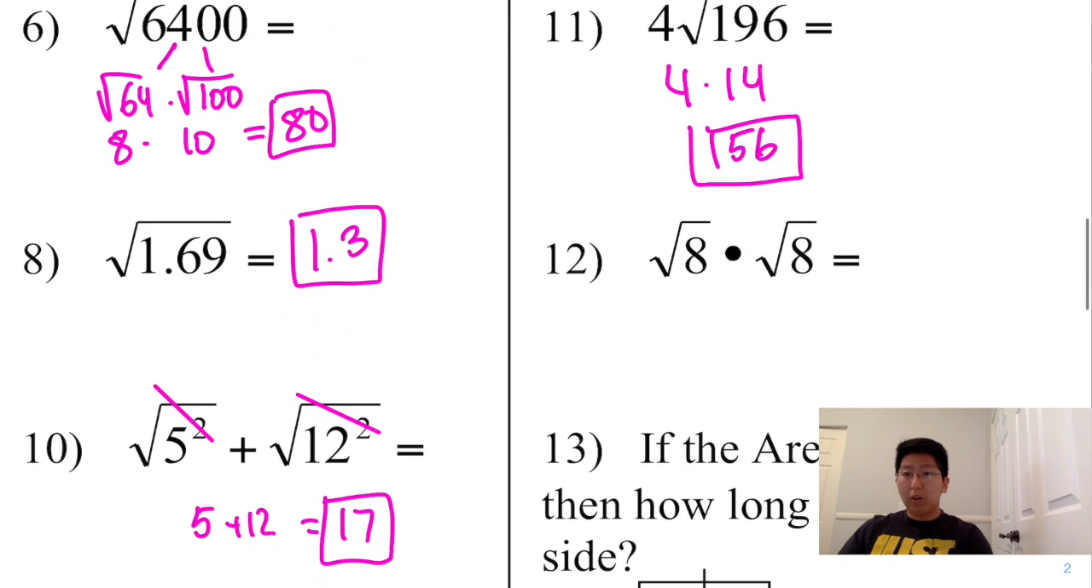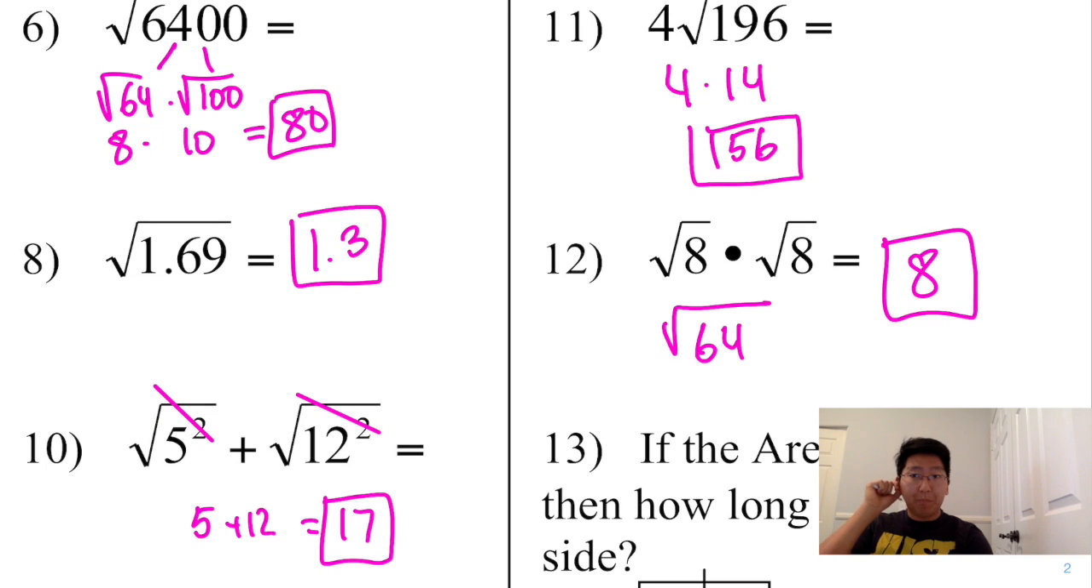Right here, the square root of 8 times the square root of 8. You can multiply 8 times 8, which is 64. And now we know that this is 8 squared. So this is 8.